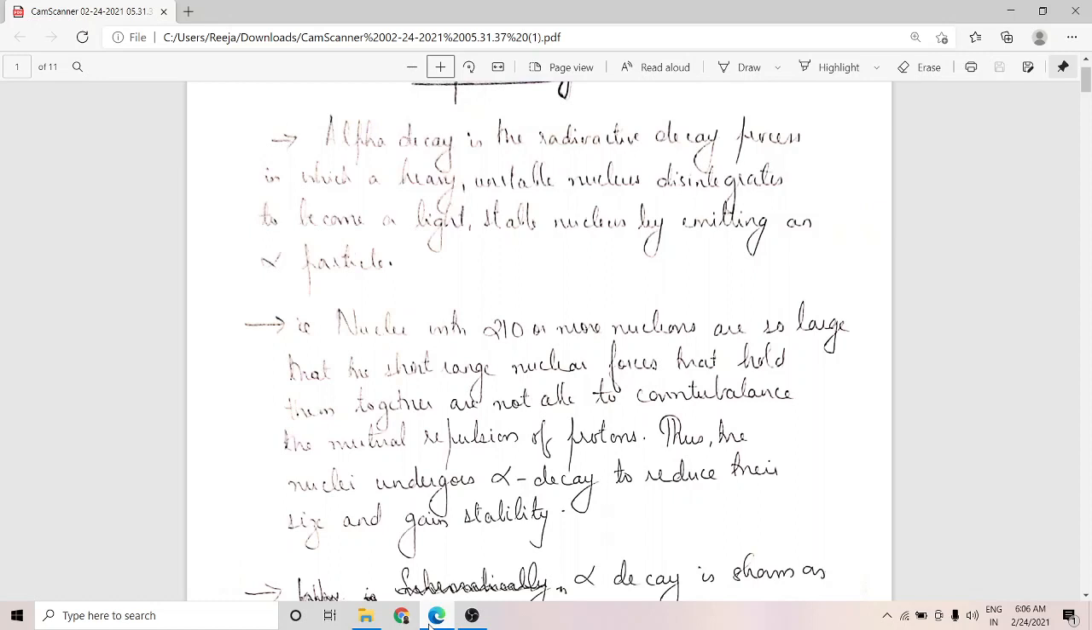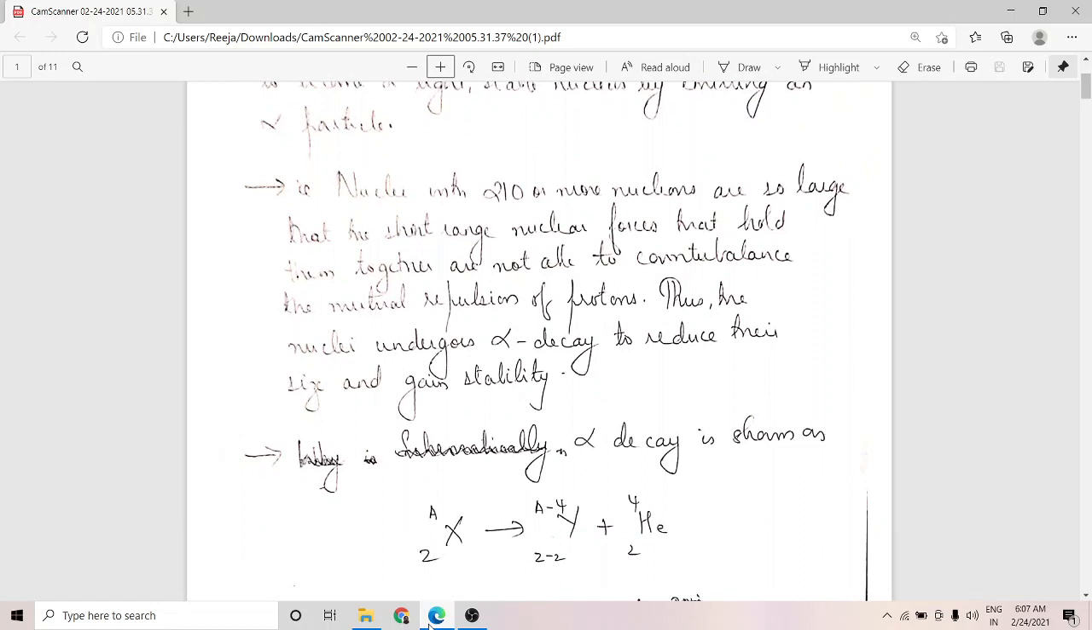The proton repulsion will be very high, so that the strong nuclear force will not be able to balance these repulsive forces. So the repulsive force will be greater than the strong nuclear force, and the nuclei will become highly unstable. So the nuclei will undergo alpha decay to reduce the size and gain stability. So let us see how that reduction in size takes place.